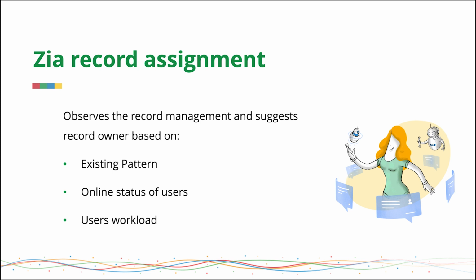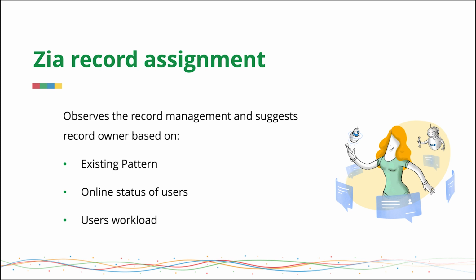The third one is user's workload. Zia will suggest a user based on the number of records they manage in a day. For example, if user A manages 50 customers in a day and user B manages 30 customers, then Zia will check if they have reached their maximum limit before suggesting. Zia calculates the threshold limit and suggests user who have less records as per their daily limit, and she keeps a check on overloading the users.